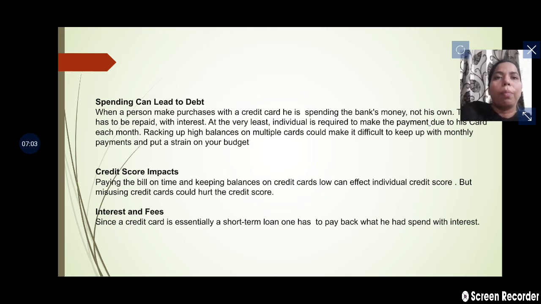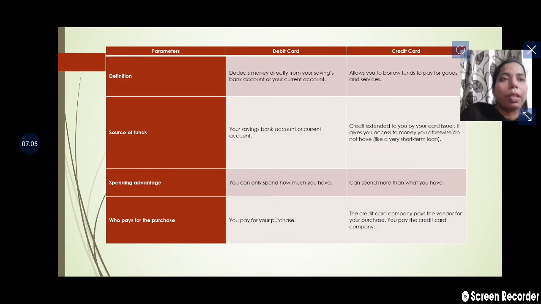So these are the disadvantages related with the credit card. Now we'll see the difference between the debit card and the credit card.